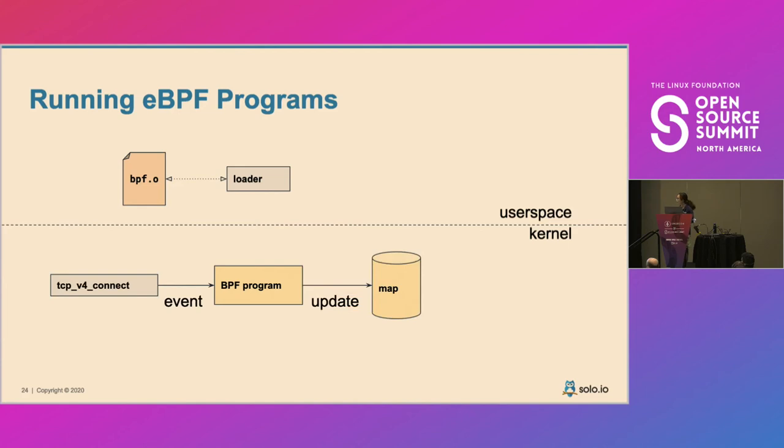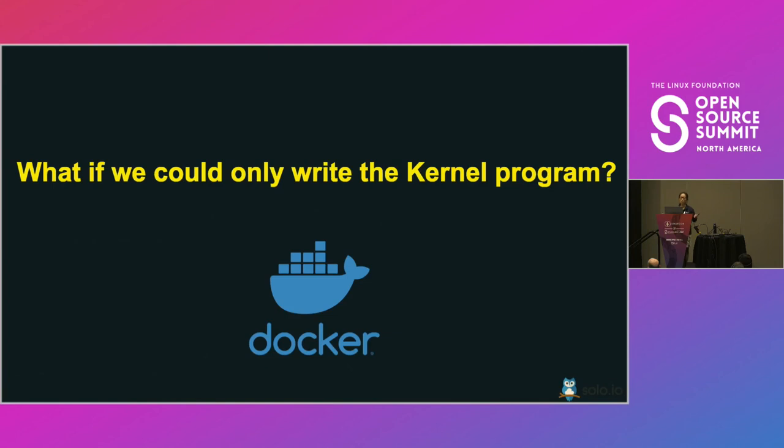And as the events of tcp_v4_connect happen on your Linux system, it triggers the events where your eBPF program would act on the event, right, at the entry or exit. Then the eBPF program can update the map accordingly with whichever data is of interest to you, and finally your user space program can read the map and display whatever is important to your user.